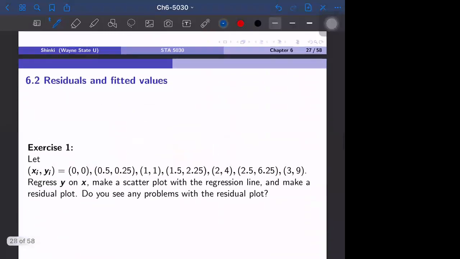Now an exercise: we have several points, 1, 2, 3, 4, 5, 6, 7 points. This is for the quiz. You can plot x here and the residual here, and you can see what's happening.